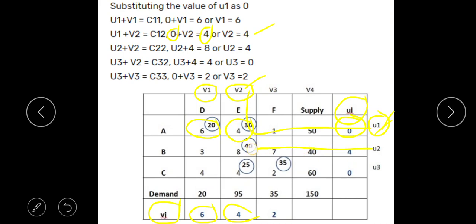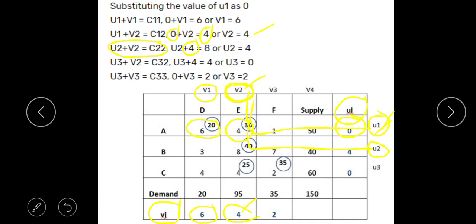So C22 is the next occupied cell. What is the formula? C22 is equal to u2 plus v2. What is the value of u2? We don't know, so keep u2 as it is. What is the value of v2? We have calculated it already. It is 4. You can find it here.